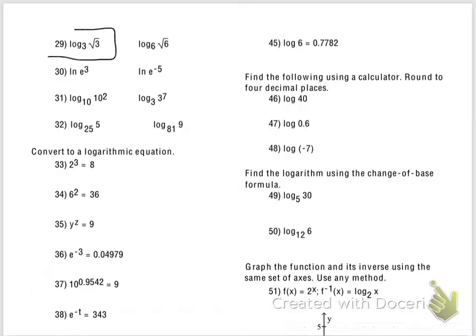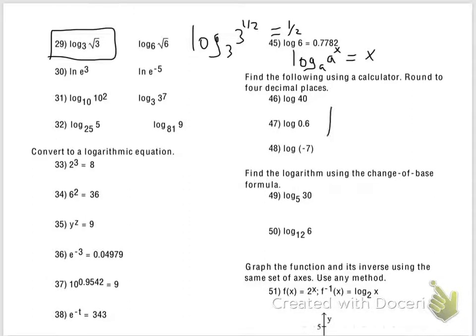If I write this like this, log to base 3 of 3 to the power half, because that's what the square root of 3 is, then the answer is going to be a half, okay? Because 3 to the power half is the square root of 3. Now, it's actually this pattern. Look at this. Log to base a of a to the x is x. Try and remember that, okay?